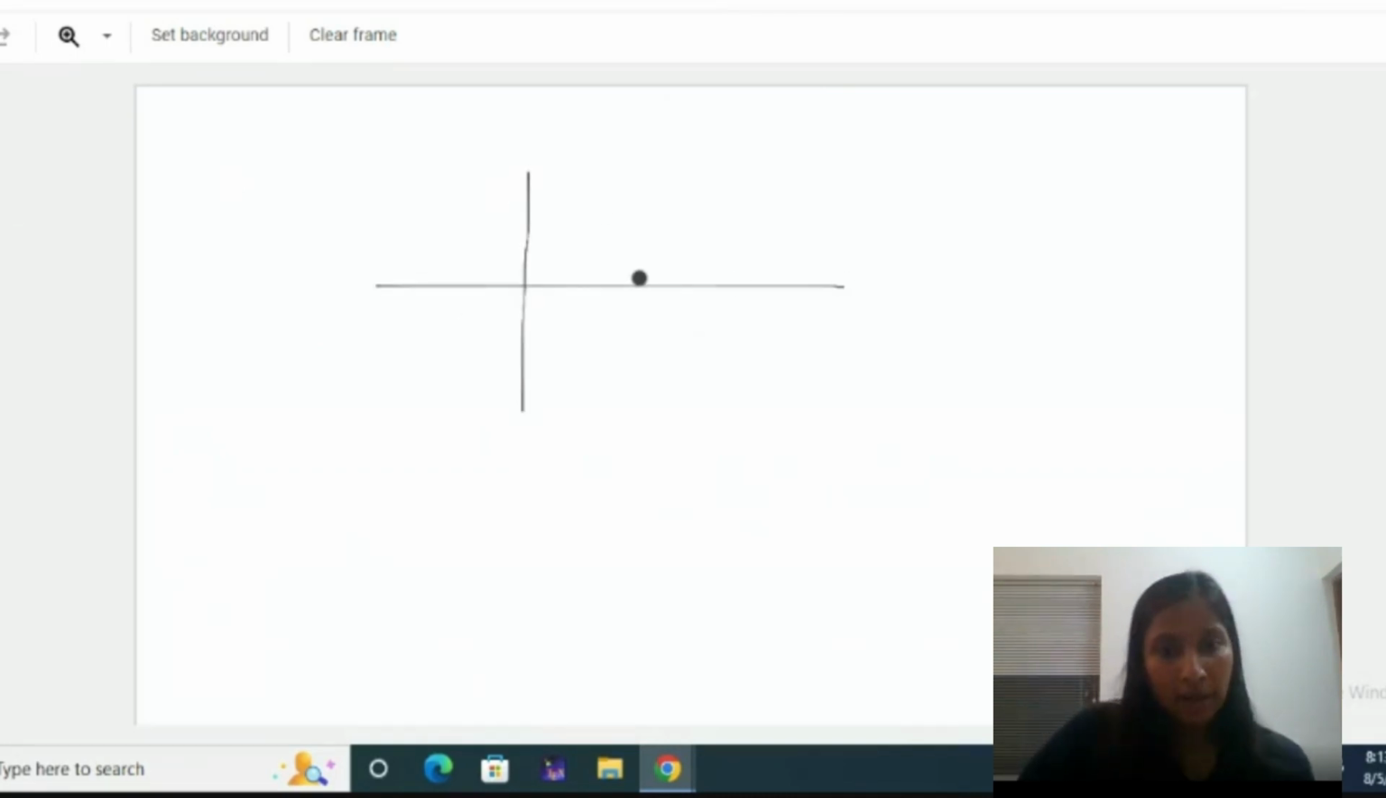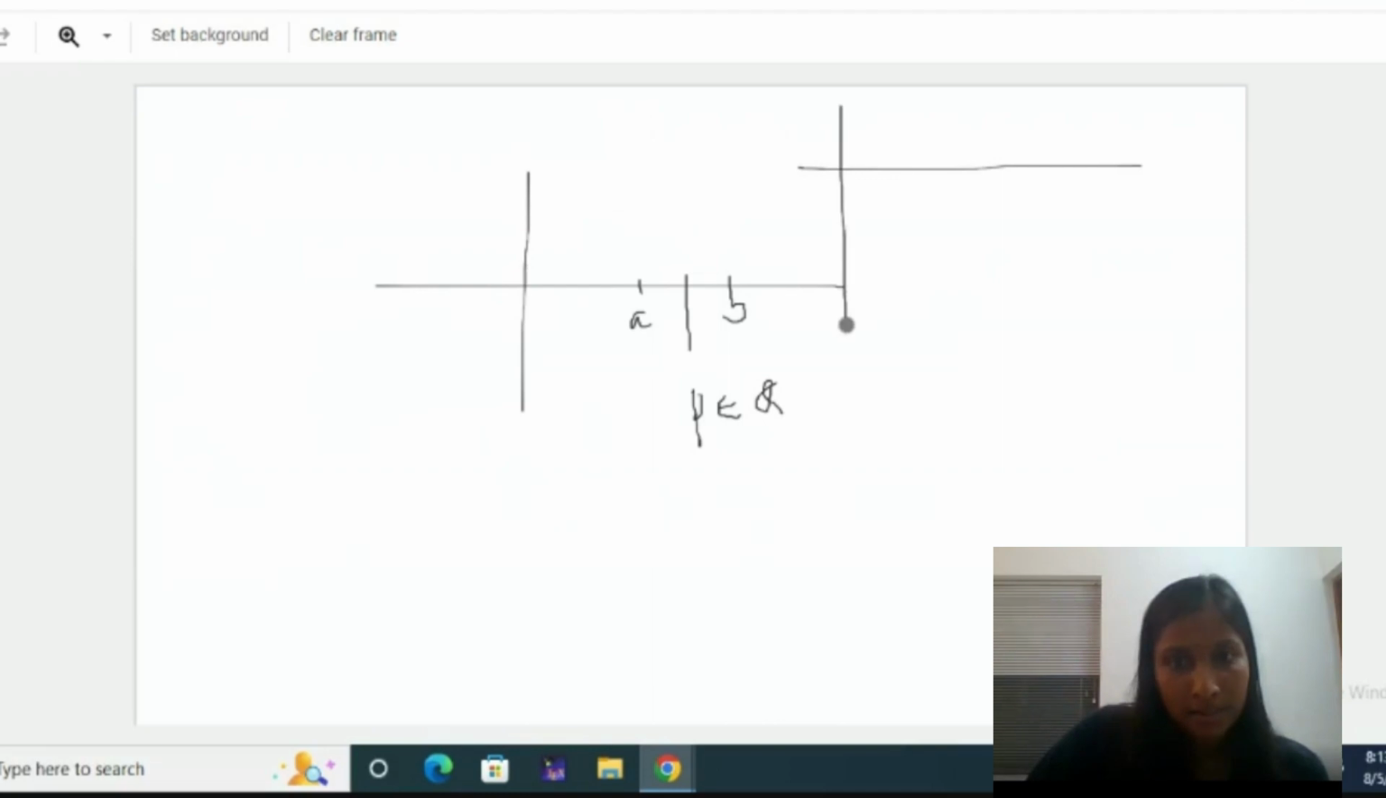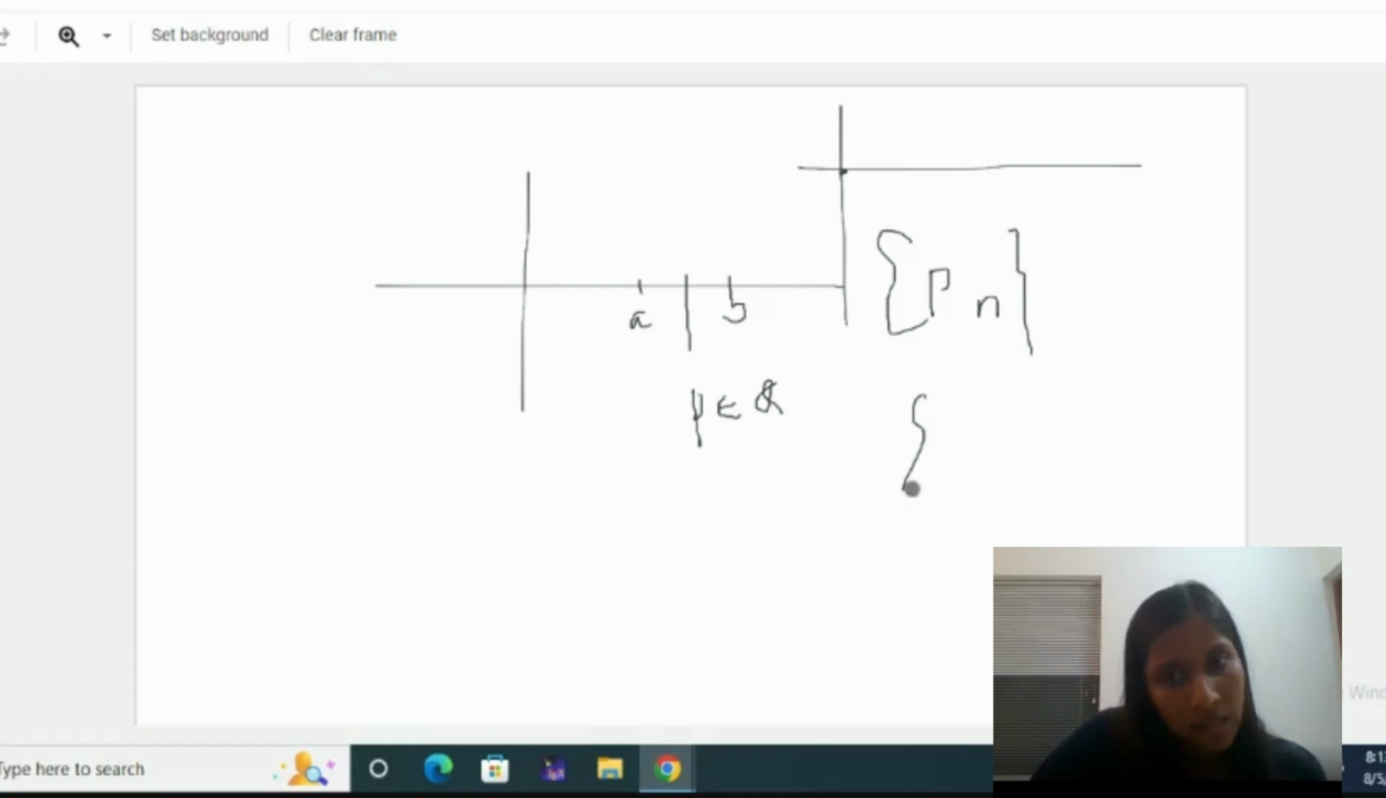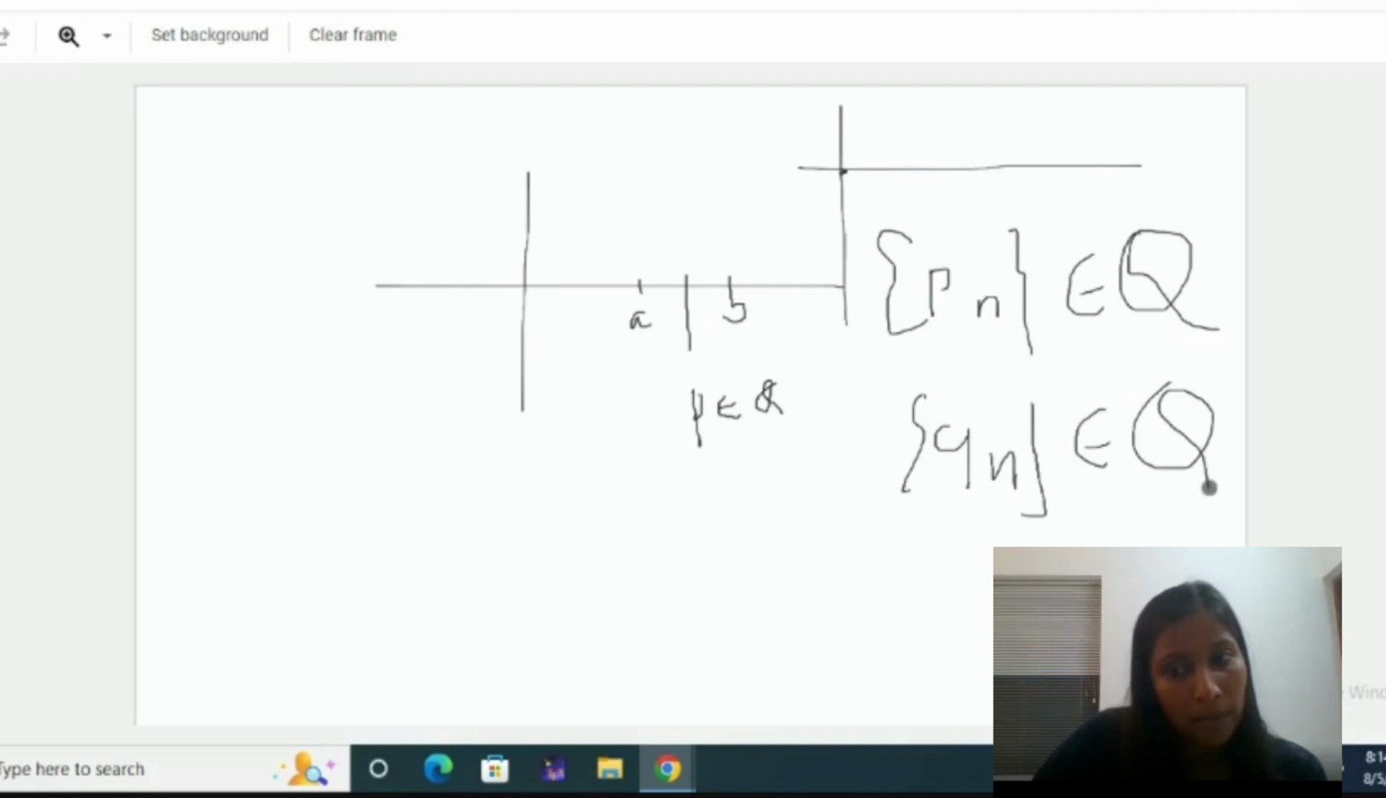Okay. We have the density theorem. So if we take any points A and B, there will be a P, which is a rational number between A and B. So if we consider our function, I could find a sequence Pn as well as a sequence Qn, such that Pn is a sequence from Q and Qn is a sequence from Q complement, and Pn converges to zero as well as Qn converges to zero.